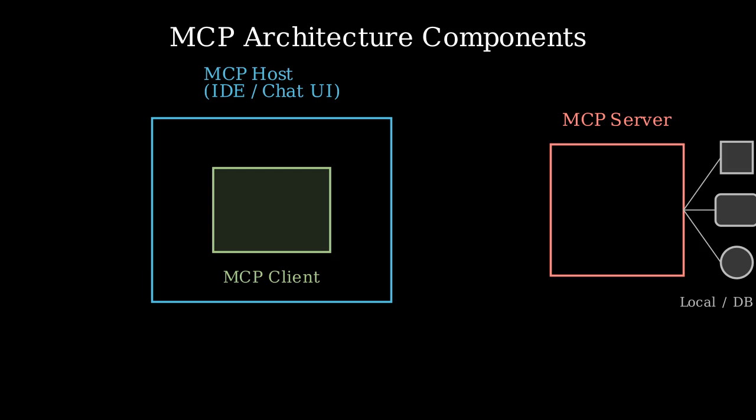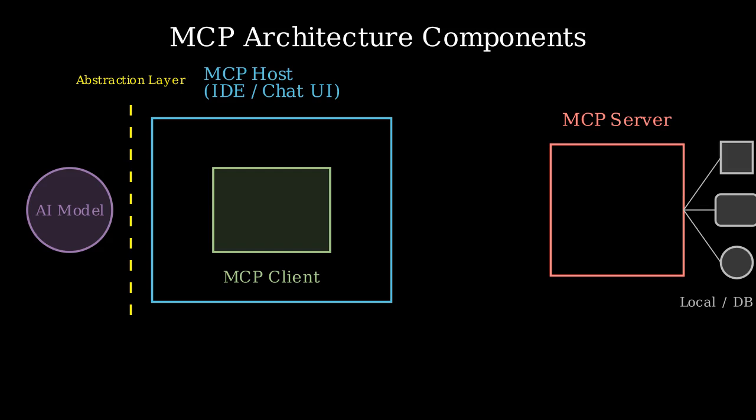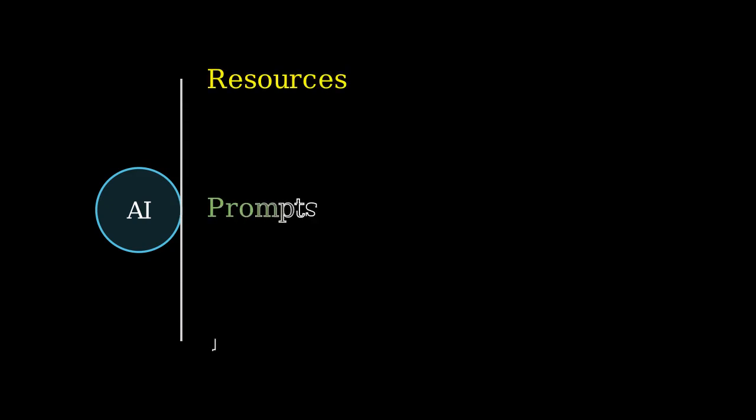This architecture is brilliant because the AI model itself doesn't need to know the technical specifics of your data source. It only needs to know how to talk to the MCP client, which then handles the heavy lifting of communicating with any number of specialized servers. Within this framework, MCP defines three primary ways the AI interacts with information: resources, prompts, and tools.